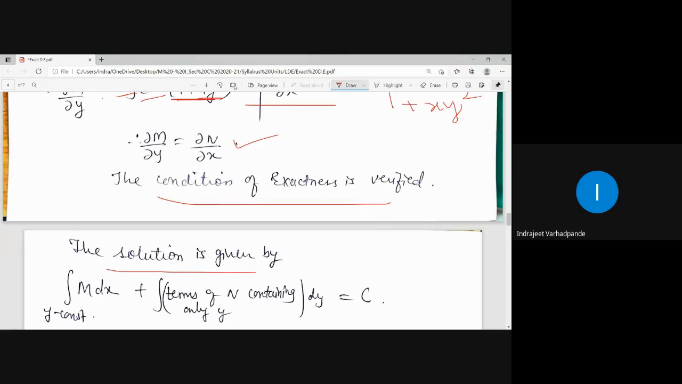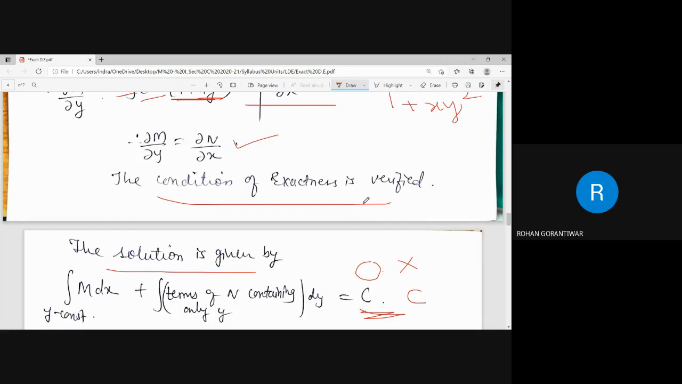Here, in the RHS in the solution, many of the students write 0, which is wrong. 0 is in the original differential equation. In the solution, the RHS is c, the constant of integration, the arbitrary constant, right? Is it fine?